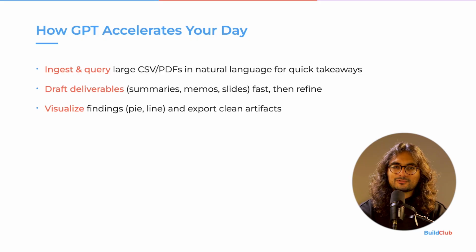So how does GPT accelerate your day as a business analyst? It's not an exhaustive list, we're just going to look at a few examples. CSV and PDF data could be hundreds of pages long, right? So you have to read them, go to page 52, get the insight, and then put it somewhere. With GPT, you can just upload large chunks of CSV, comma-separated values, and PDFs, and chat with it to get the right insight. No need to go manually.